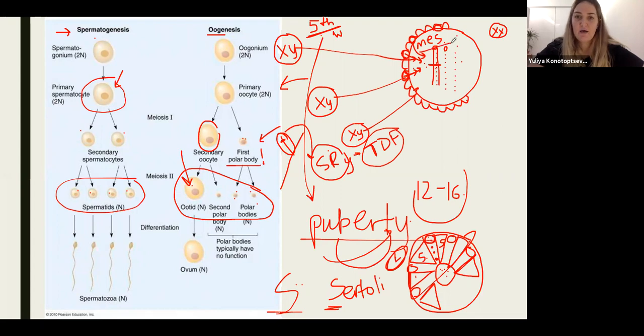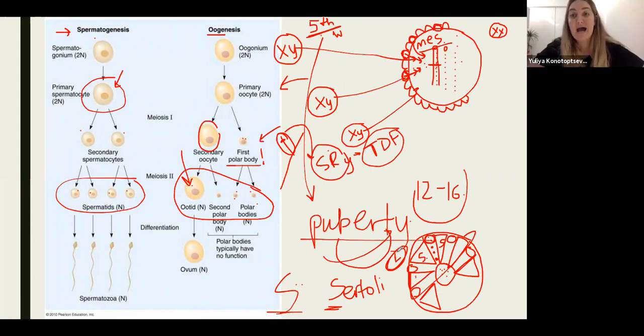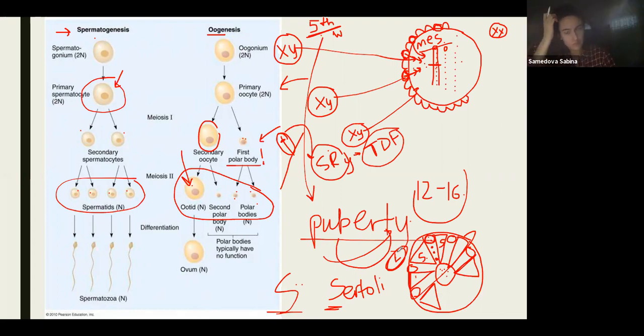Mesenchyme. So Leydig cells are arising from the mesenchymal stem cells. Okay, they're coming from the pluripotential stem cells. That's where they come from.